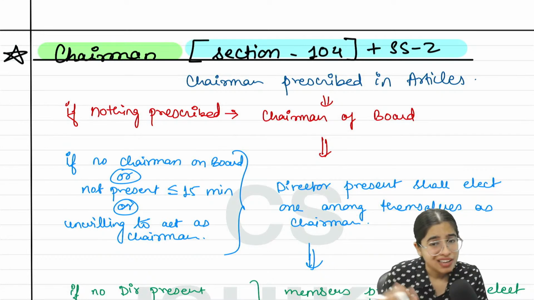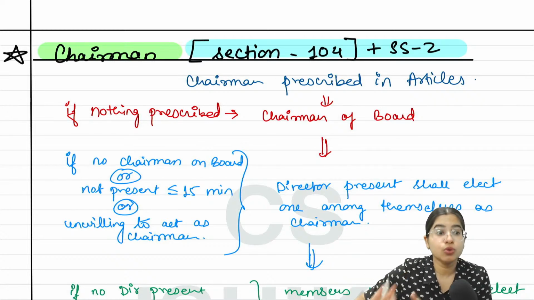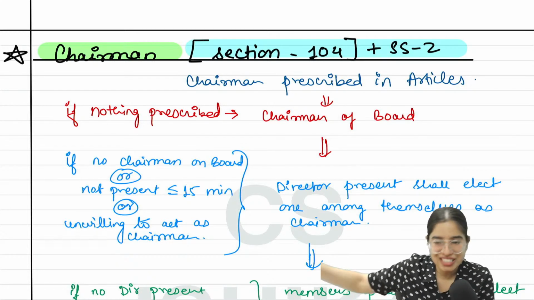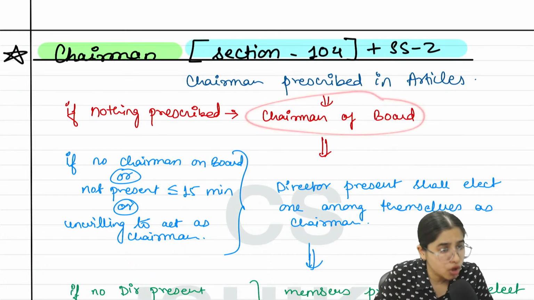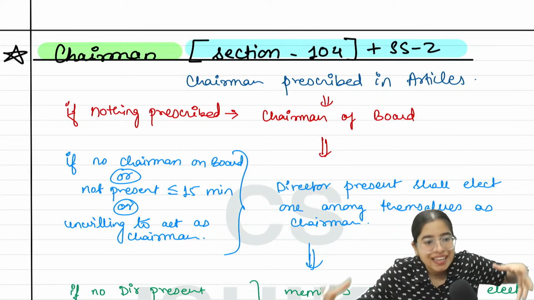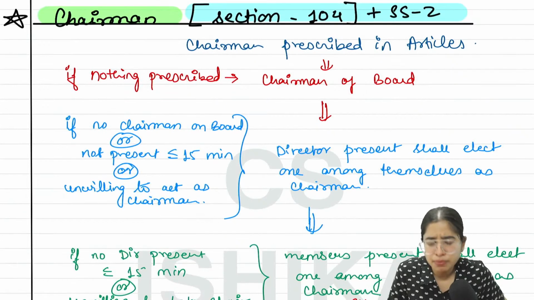Chairperson of the board means chairperson of the board of directors, who is also known as the chairperson of the company. Just like Reliance's chairperson is Mukesh Ambani. Similarly, if there is any chairperson of the board, that chairperson can also act as the chairperson of the general meeting. But ma'am, is it compulsory to have a chairman?